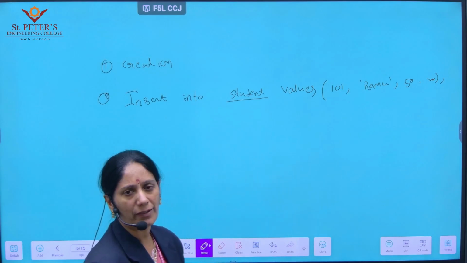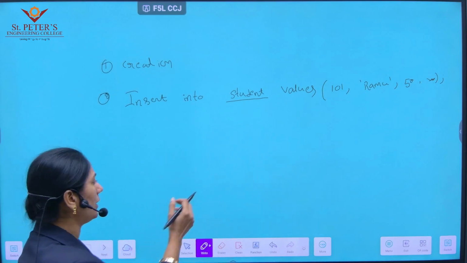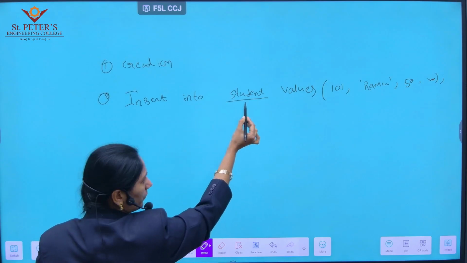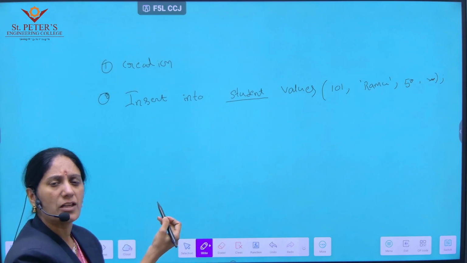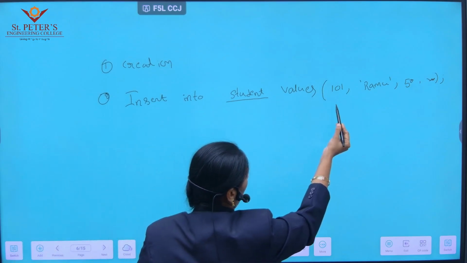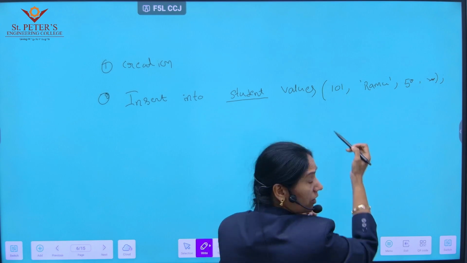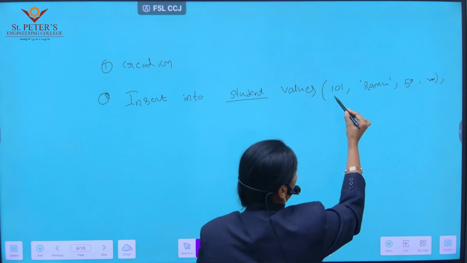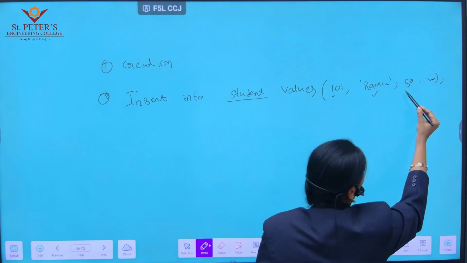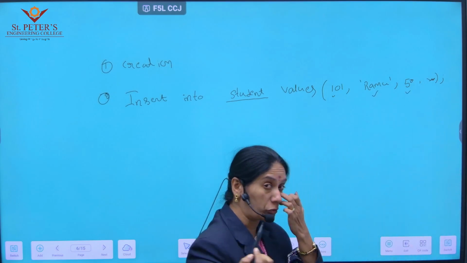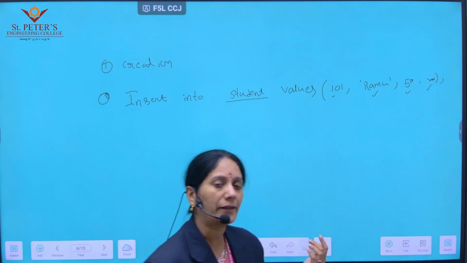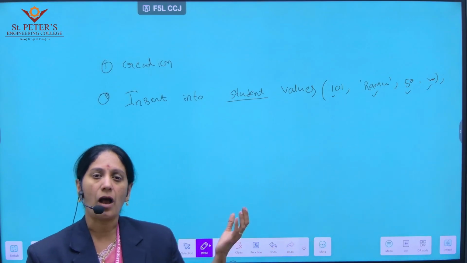What is the syntax of the insert operation? Insert into table name. Here my relation name is the student relation. Insert into student values, 101, Ramu. The first column name is student ID, the second column name is student name, the third column name is student marks, and the fourth column name is student phone number. Like that we have to insert all the values.